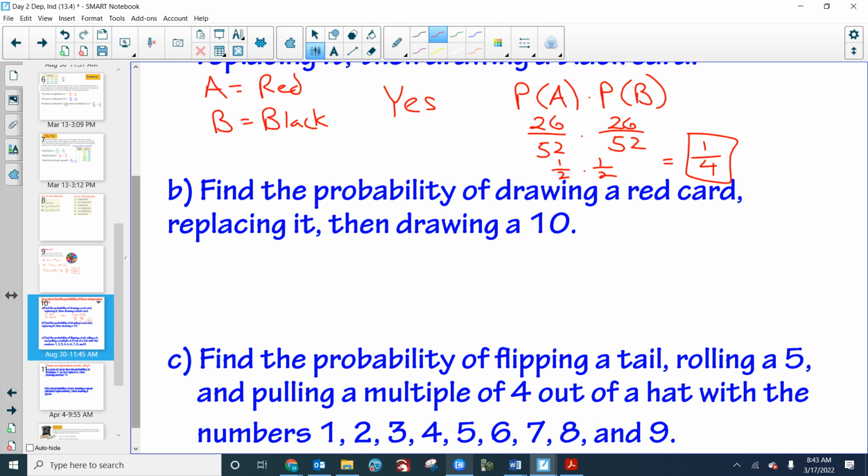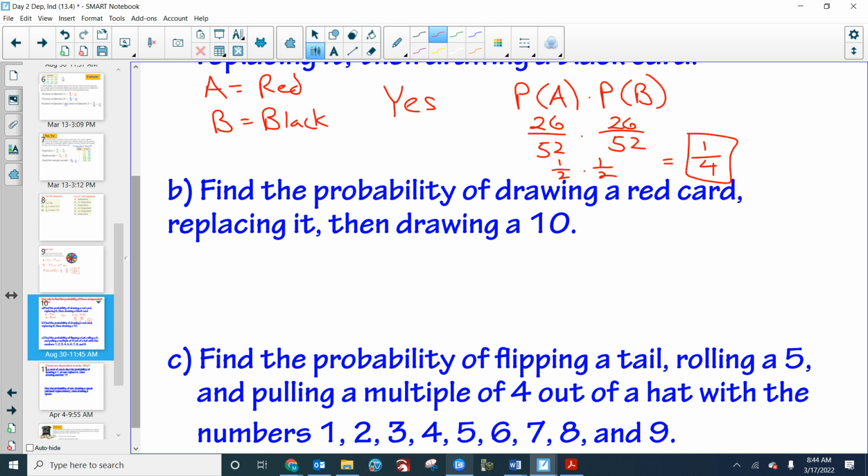Yeah. Because what if you drew a red card and it was a 10 of hearts or a 10 of diamonds, that's a red card? Doesn't that affect the probability of that second draw? Do you need me to say that again, or does that make sense? It affects it, doesn't it? Flipping a coin and rolling a die, it doesn't affect the other at all.